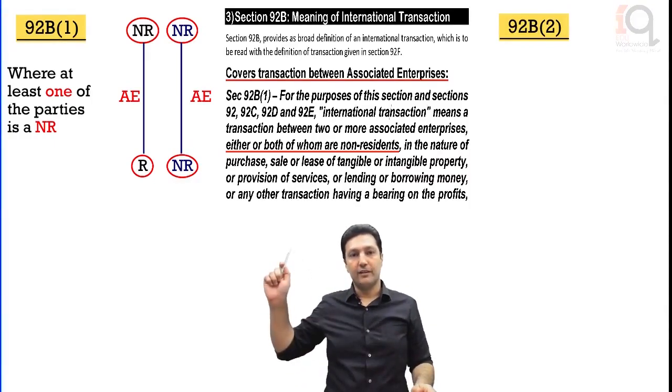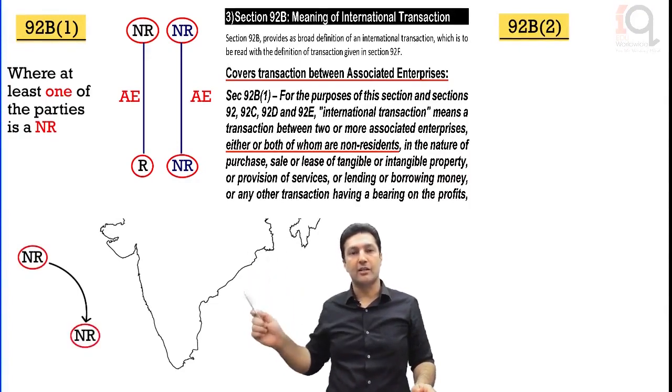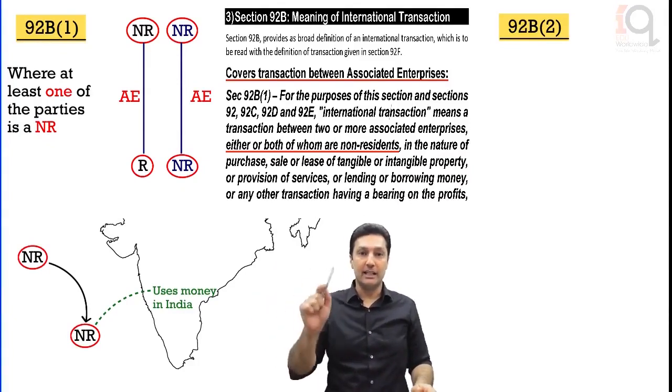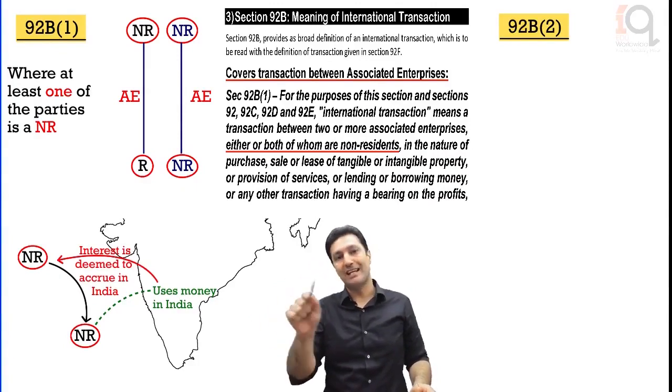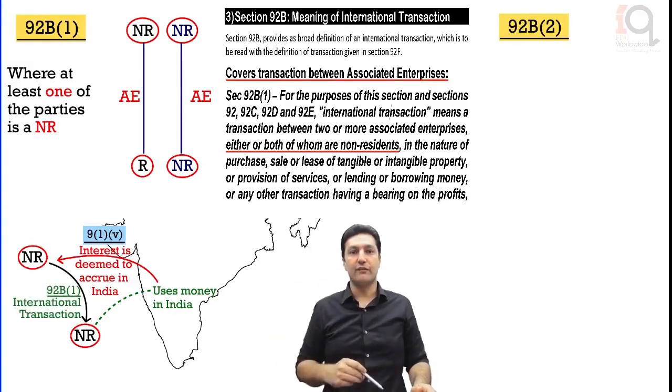So if there is a transaction of lending money between one non-resident and another non-resident outside India, and the money is used by the borrower in India, then remember the income of the lender by way of interest is also deemed to accrue or arise in India. And this can also be subject to the provisions of transfer pricing.